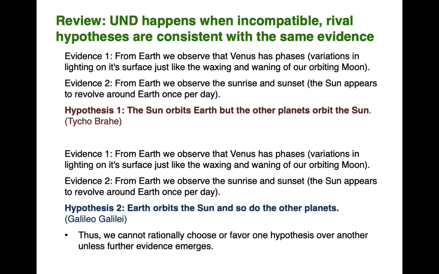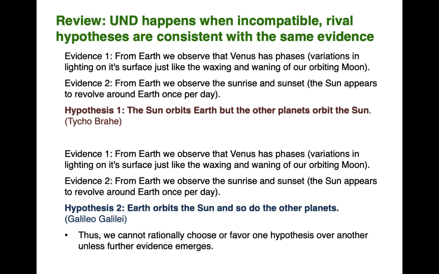Let's review. I talked last time about underdetermination. Underdetermination happens when incompatible rival hypotheses are consistent with the same evidence. Recall that we want to explain what we observe. From Earth, we observe that Venus has phases, variations in lighting on its surface, just like the waxing and waning of our orbiting moon. And we also notice from Earth the sunrise and the sunset.